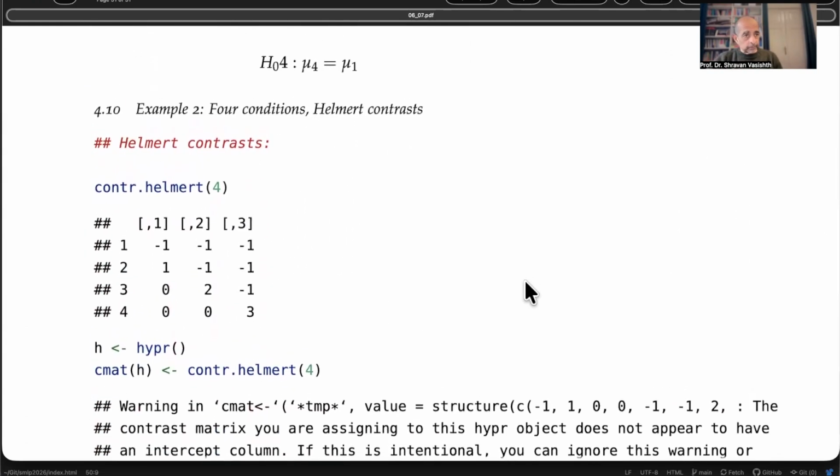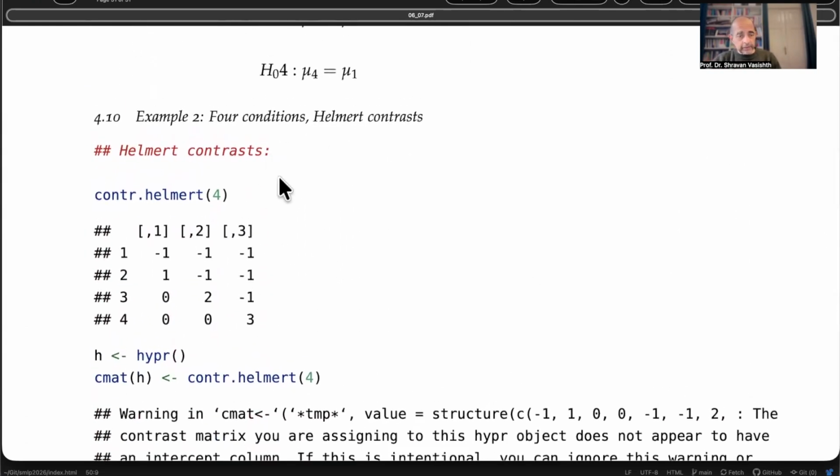All right, so the next example is the Helmert contrast. And the Helmert contrast basically allows you to do the following. So if you have four conditions, right? So let's say 1, 2, 3, and 4 are the four levels of the condition. You can compare levels 1 and 2, ignoring the other two conditions.